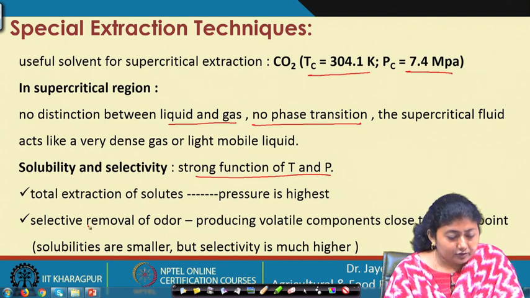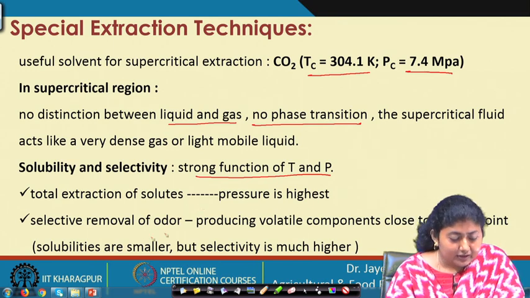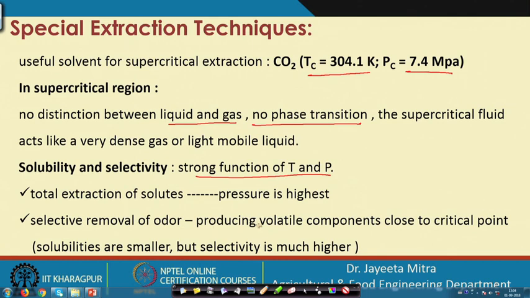Total extraction of the solute is possible when the pressure is highest, and selective removal of odor producing volatile components is possible close to the critical point. So, close to the critical point we can separate the odor producing volatile components also. In this particular case the solubility may be smaller, but the selectivity is much higher.